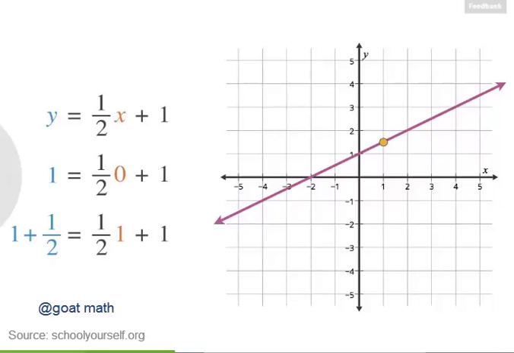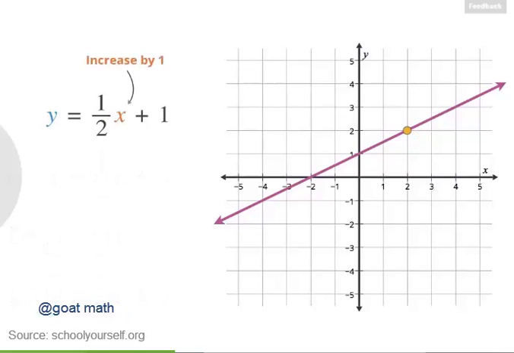Let's try that again. If we increase x by 1, then x now equals 2. So we've added another half to this side of the equation, which means y now equals 1 plus 2 halves. On the graph, we've increased x by 1, and again, y goes up by a half. So whenever we increase x by 1, y increases by 1/2. So then 1/2 must be the slope of this line. For any change you make in x, the change in y will always be 1/2 of that.